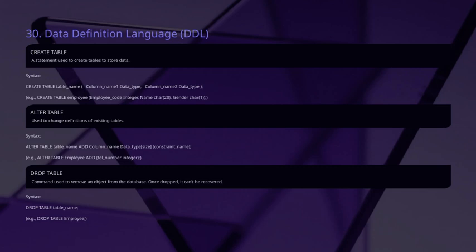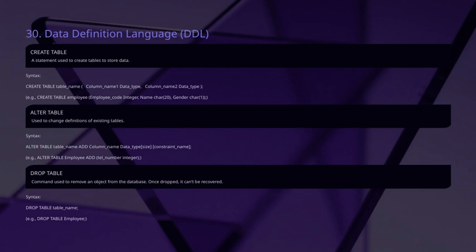Next, we have alter table, which allows us to modify the structure of an existing table. For instance, if you need to add a new column, such as a telephone number, you would use alter table followed by the table name, then ADD, the column name, data type, and any constraints if necessary. This command is very useful when you need to update your database schema without recreating the entire table.